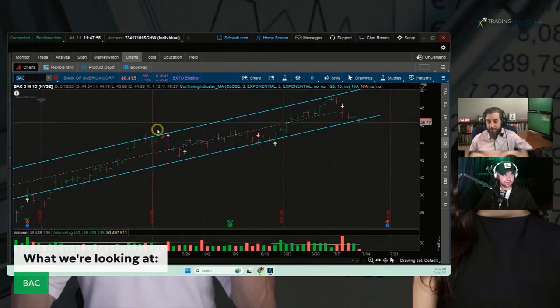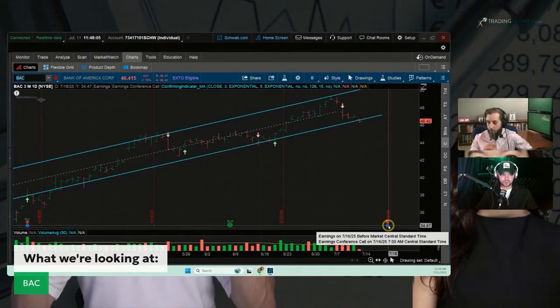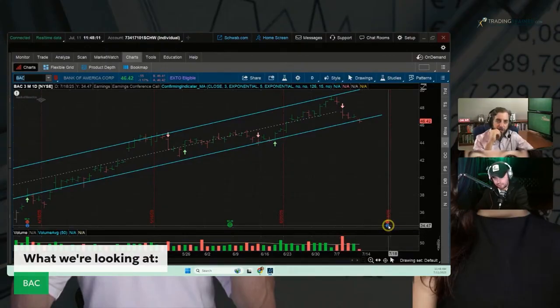So here's Bank of America. I've got the chart up right here. Earnings is going to be, if I put my cursor right here, before market open on July 16th. So on July 15th, we want to think about doing our calendar spread.